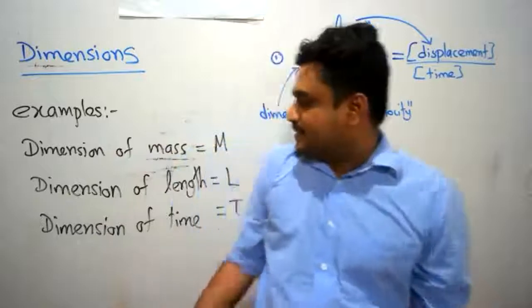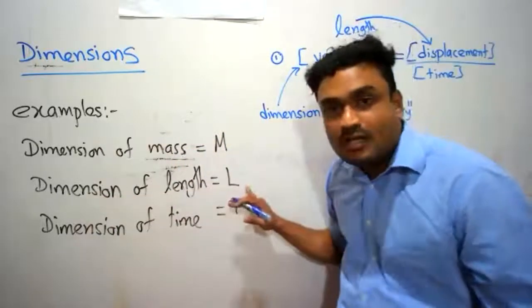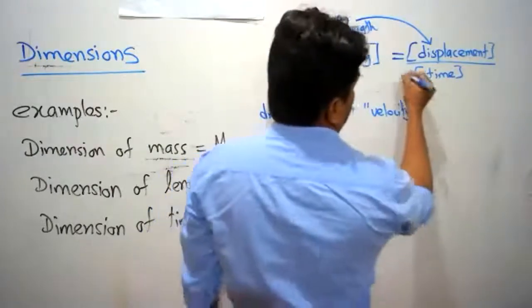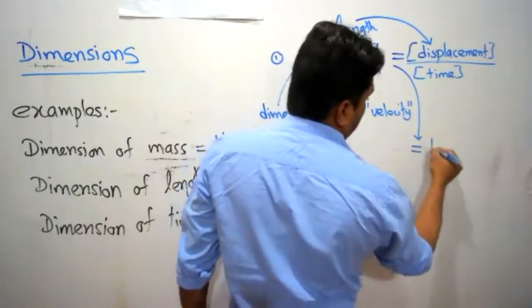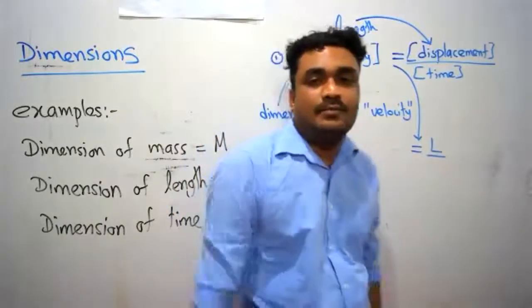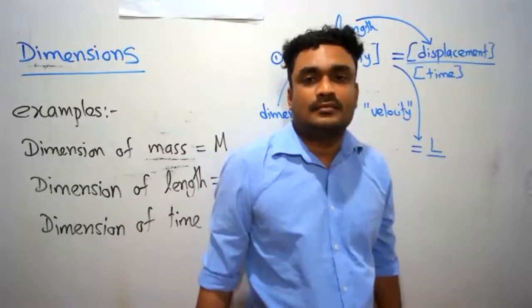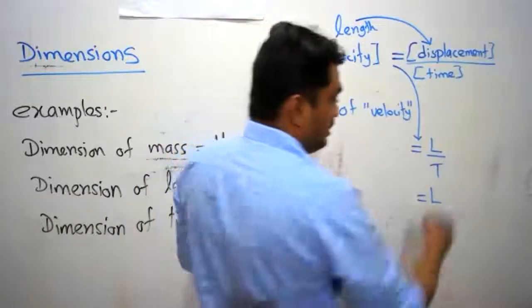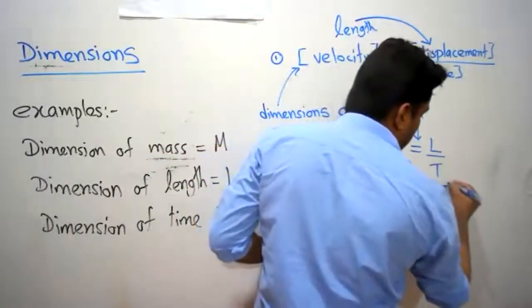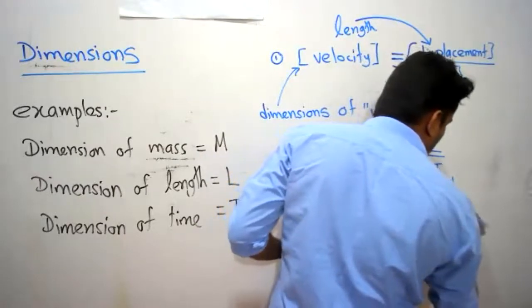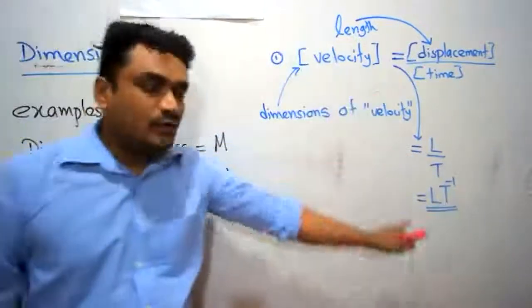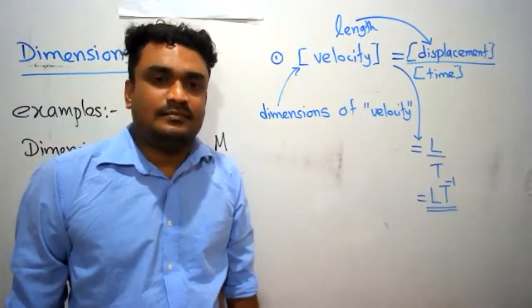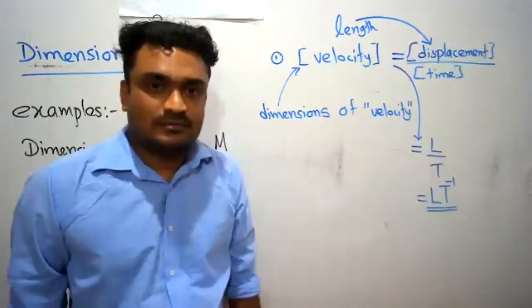Dimensions of displacement. Just look at the board. Displacement is the length, so capital L. Time: the dimension of time is capital T. This capital T comes up from the denominator with the minus sign. So what is the dimension of velocity here? LT minus 1. Is it clear? Yes, sir. Right.